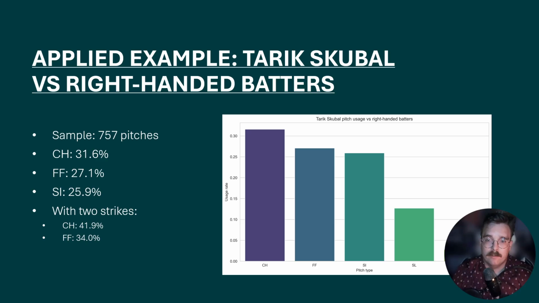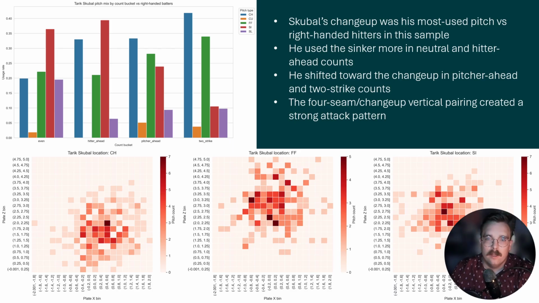Against right-handed batters in this sample, the changeup was his most used pitch at 31.6%. That was followed by the four-seam fastball at 27.1% and the sinker at 25.9%. That alone is interesting because many people would assume the fastball leads that mix, but in this stretch, it was the changeup. The count bucket split made the pattern even clearer.